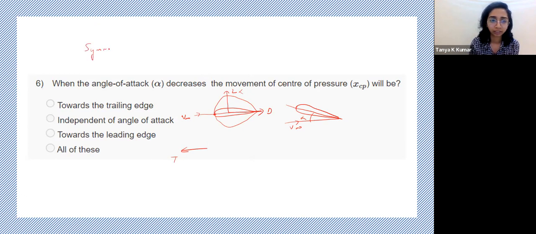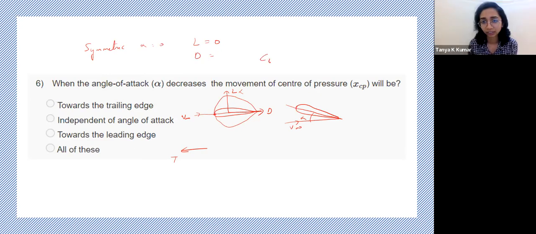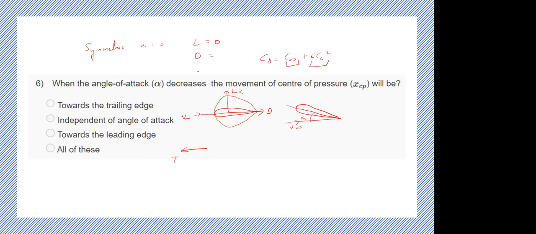Symmetric airfoil, alpha equal to 0. Yes, ma'am, there will be drag generated. Skin friction mainly, or profile drag, we can say. So your drag equation, CD is equal to CD naught plus K CL squared. This will be 0, but your CD naught will be there. Right? So the parasitic drag. Yes, exactly, parasitic drag. That's correct.